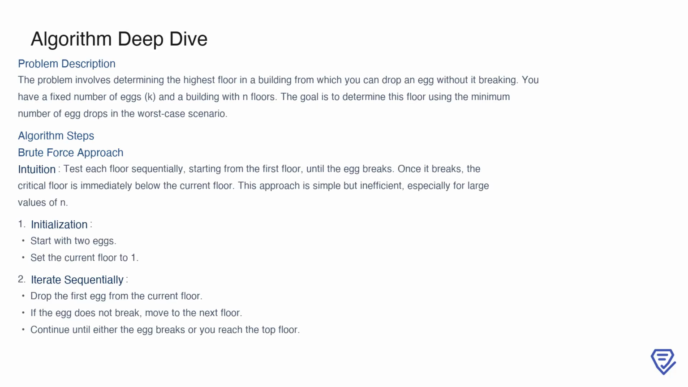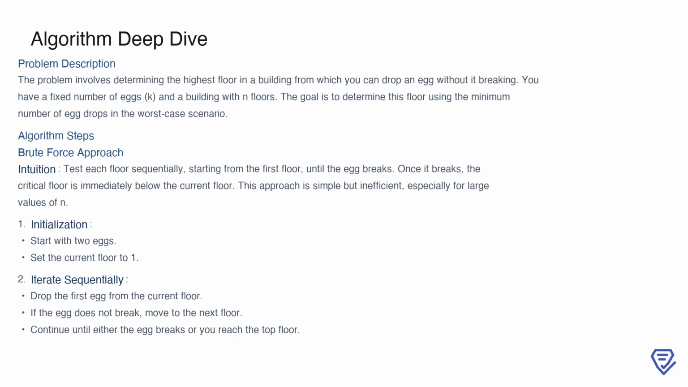In this problem, we are tasked with identifying the highest floor of a building from which you can drop an egg without it breaking. You are limited to using 2 eggs, and your goal is to minimize the number of drops required in the worst-case scenario. To build a foundation for solving this problem, let's first explore the brute force approach.